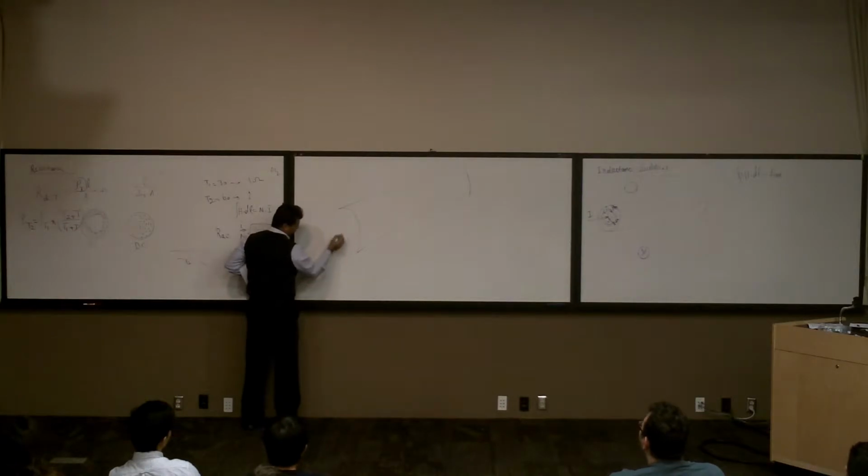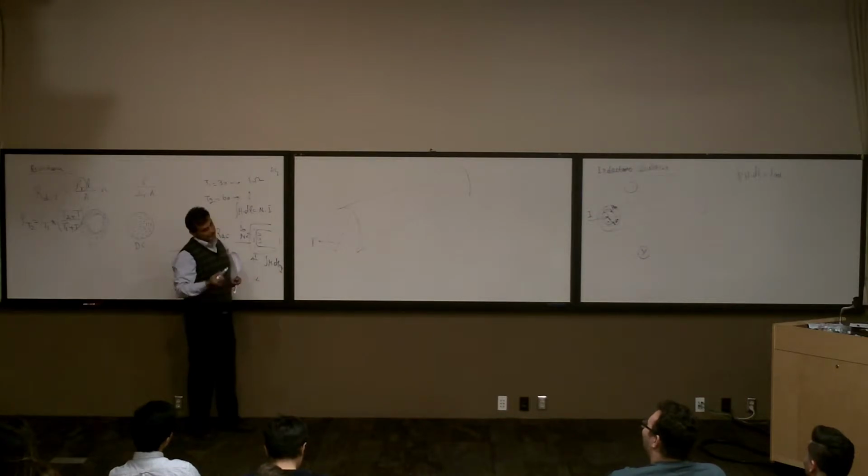So the radius of this conductor is R. Oh no, that's not cool. Now we have a problem. Somebody doesn't like the blue.